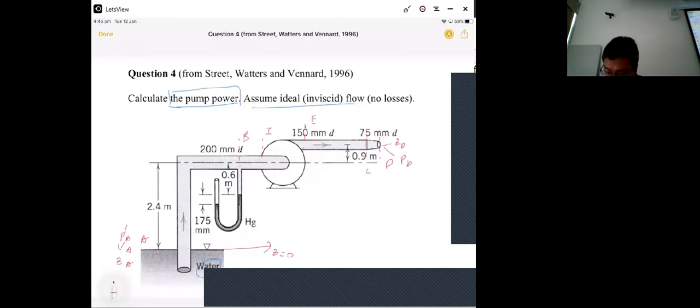Point E, we only know ZE, no pressure, no velocity. I, ZI, no pressure, no velocity. No pressure, because in this case we don't have cavitation. No cavitation means PI is higher than vapor pressure. Higher, but we don't know. Okay. B, ZB.